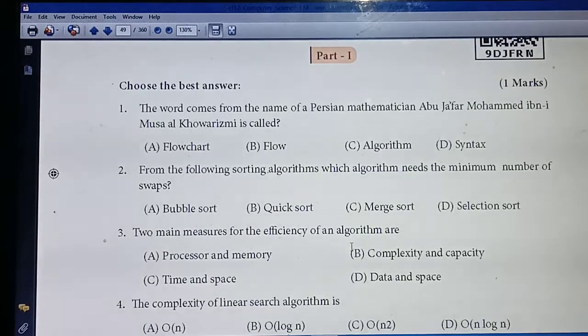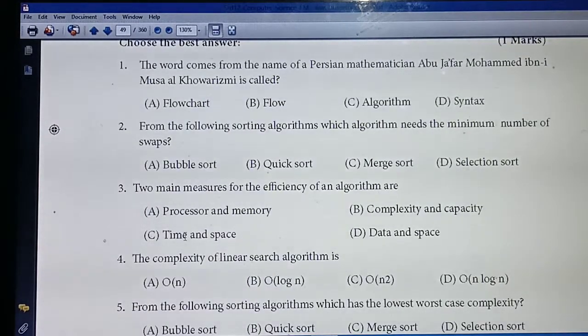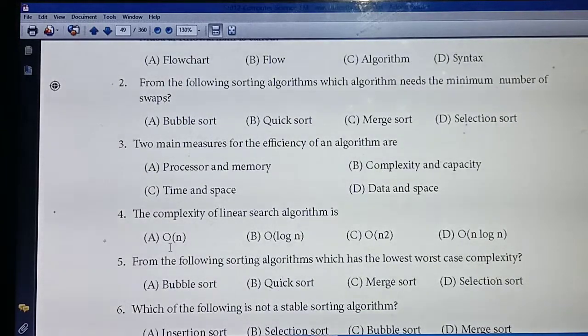First mark the one word question answers. First question answer is option C, algorithm. Then the second question answer is option D, selection sort. Then the third question answer is option C, time and space. Then the fourth question answer is option A, O of N.